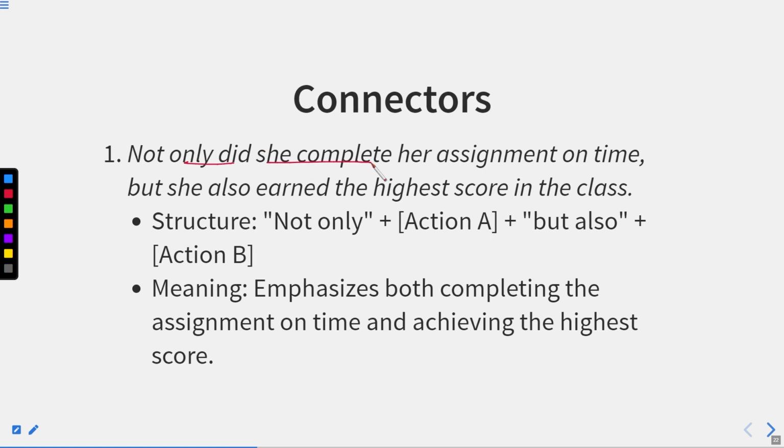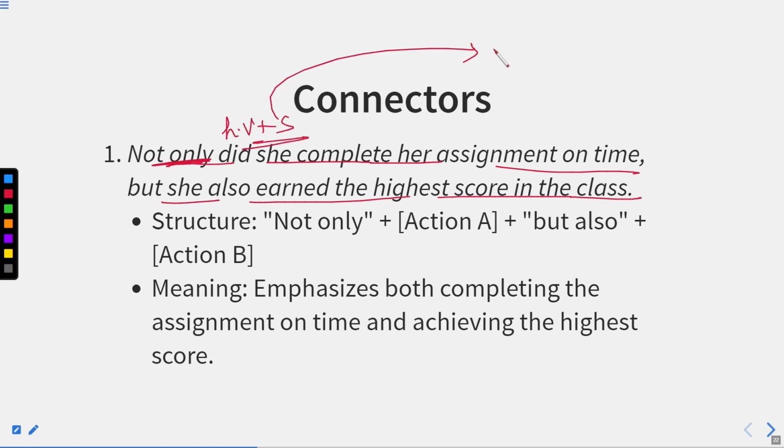Now, not only did she complete her assignment on time, but she also earned the highest score in the class. Here we have used not only in the beginning of the sentence. That is why we are using a helping verb prior to the subject, which is the inversion rule, or rule of inversion, that we have discussed earlier as well. That is generally used with adjectives, or you can say adverbs. So whenever we use not only in the beginning of the sentence, we always use a rule of inversion in which the helping verb comes prior to the subject. So this is known as rule of inversion.